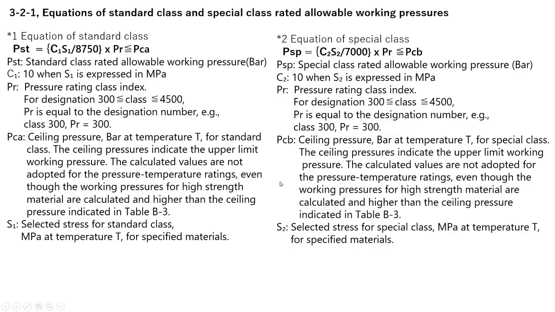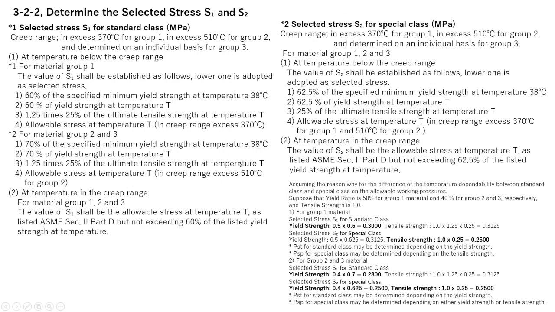So, same as before, here we talk again about determining the selected stresses S1 and S2. I arranged a summary of the selection of selected stress S1 and S2. Creep range is in excess of 370 degrees Celsius for group 1, in excess of 510 degrees C for group 2, and determined on an individual basis for group 3.